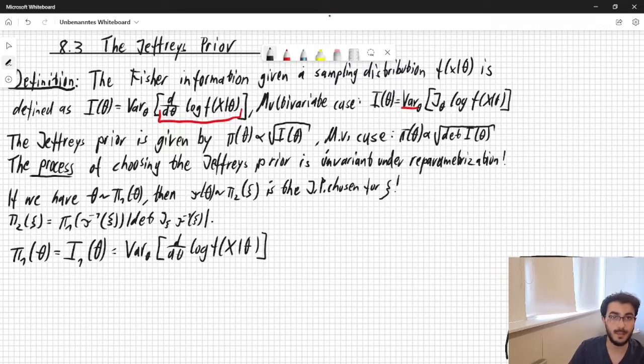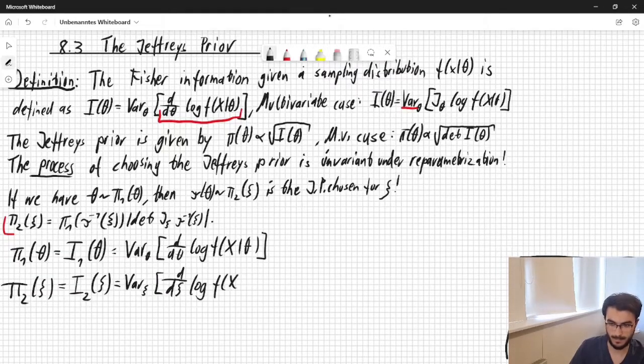This is not the same as the Fisher information which we get for xi. We're going to find out that the pi 2 here and the one I'm going to define soon are the same. So I'm just going to abuse notation here for a second. The Fisher information that we will get for xi is different. It's the variance with respect to xi of this derivative. And actually I want to do it for the multivariate case, so instead of derivative we write the Jacobian.